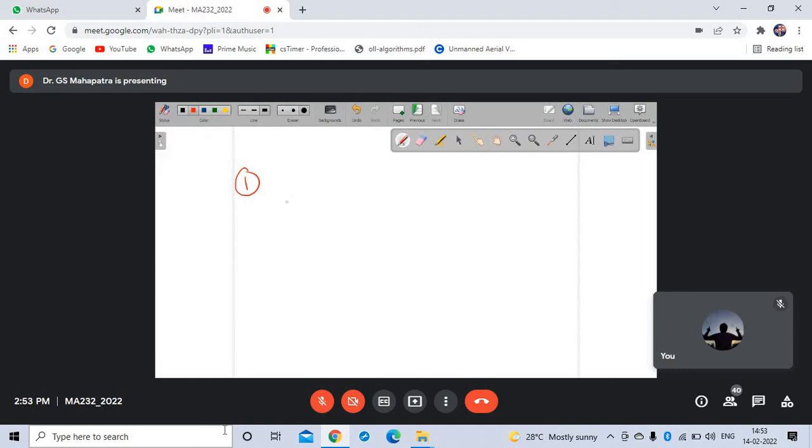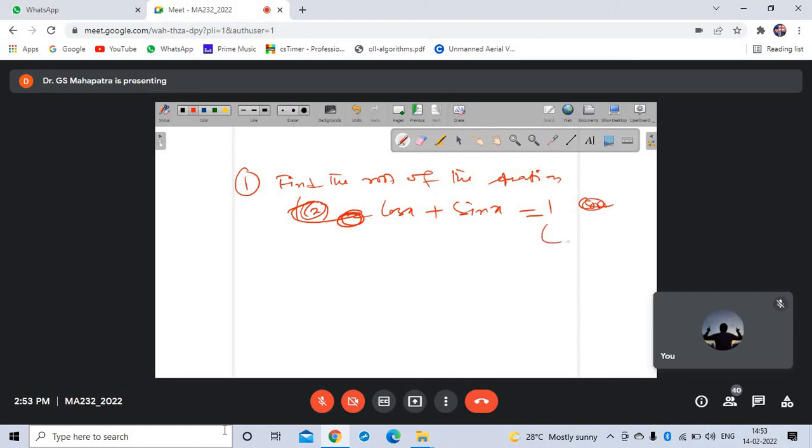Okay. Find the root of the equation f of x equals to cos of x plus sine of x. All are radian, I repeat, all are radian. Okay now. Find the root of this equation equals to 1. Correct up to 3 decimal places. 3 dp.